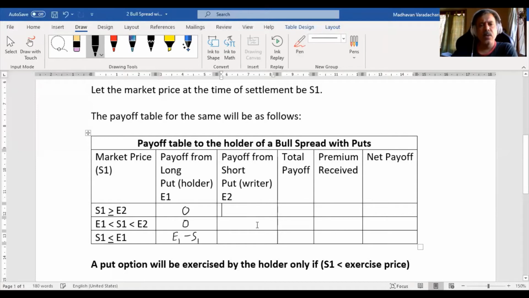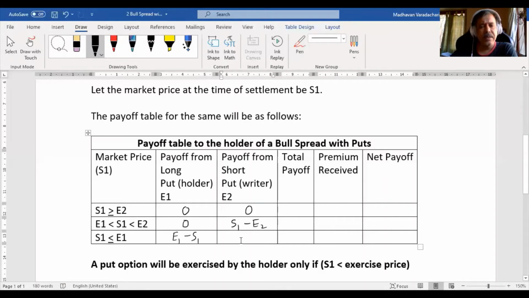Here I sold the put option to someone, so I am the writer. I am not the holder of this particular put option, which has an exercise price of E2. Somebody else to whom I sold is the holder of the put option. What will he do? For him, the market price is larger than his exercise price, so he won't exercise. Here, for him, market price is lesser than his exercise price, so he will exercise. His profit will be E2 minus S1. But this table is meant for me, so I'll have to write it in reverse. So I will have to write S1 minus E2 here.